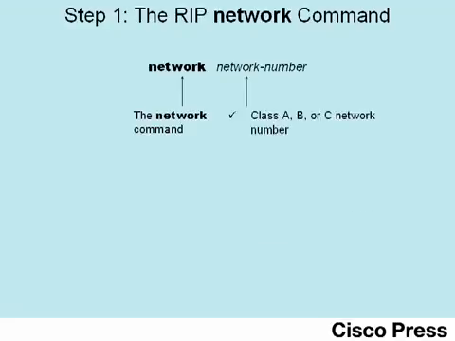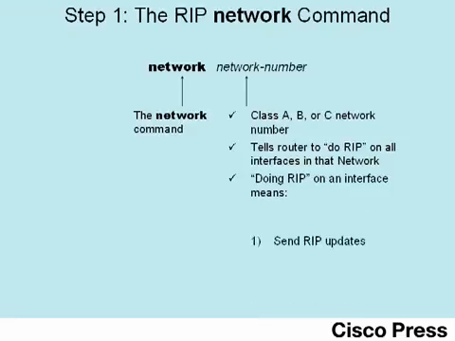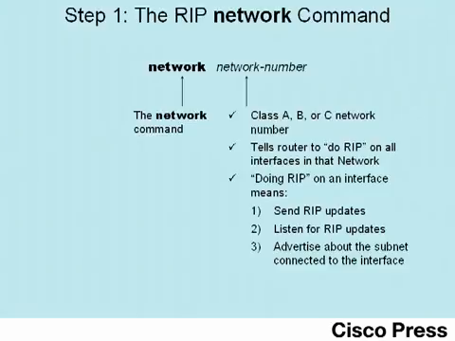Next, let's take a look at the RIP configuration. The RIP configuration starts out with the router RIP command, which puts you in RIP configuration submode. Then the network command tells the router on which interfaces to enable RIP. However, the network command is a little bit indirect. The network command, as you see here, has one parameter called the network number, and that is the class A, B, or C network number. Now, what the router will do then is interpret that network number and ask itself, which of my interfaces are in that network? For any interfaces that are in that class A, B, or C network number, that router does RIP on that interface. Doing RIP means sending RIP updates, listening for incoming RIP updates, as well as advertising about that connected subnet.